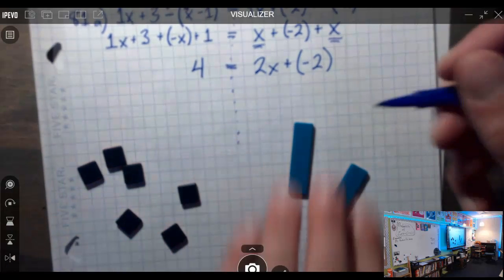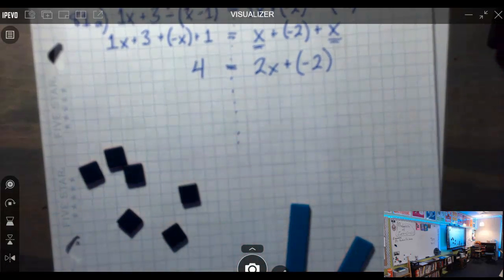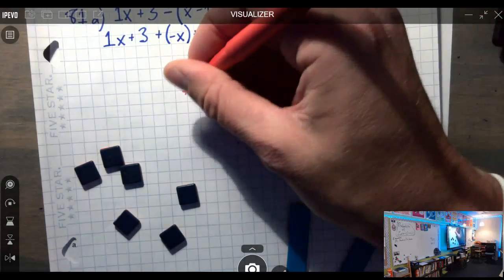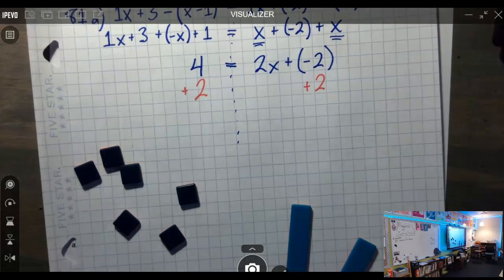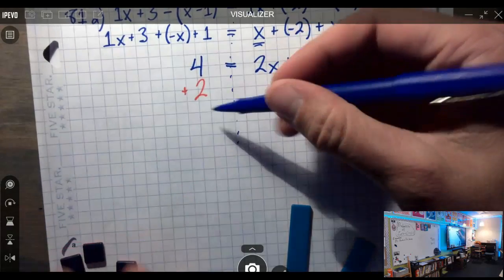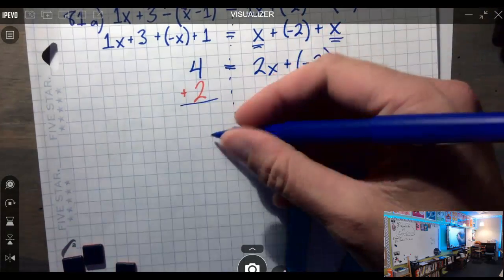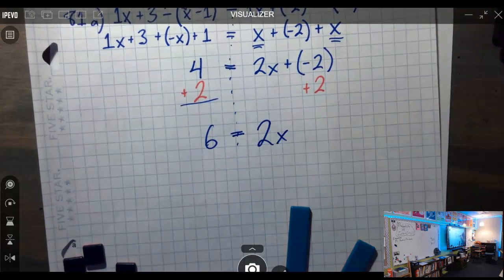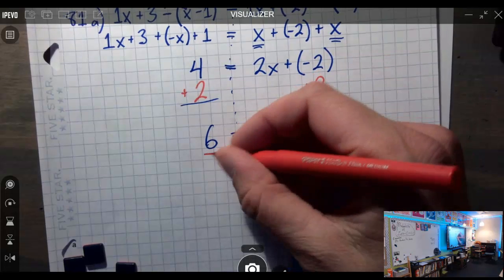So now, how do I write that? Hey Mason, join us up here, right side up instead of upside down. Is 4 plus 2, which is 6, equal to 2x? What can I do now? You can divide both by 2. Divide by 2.